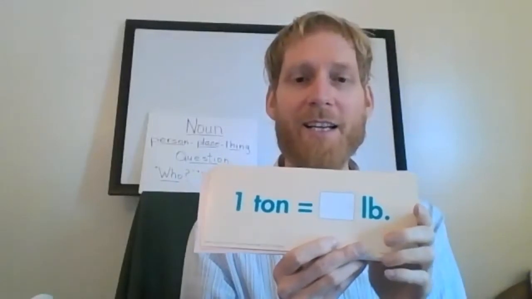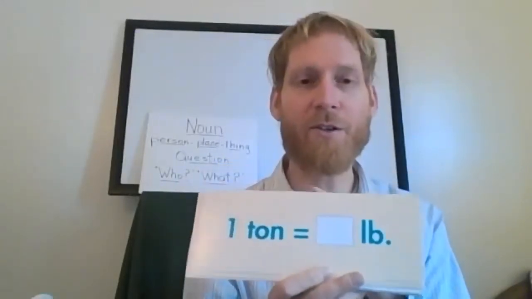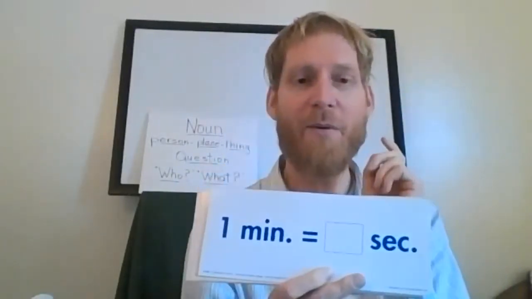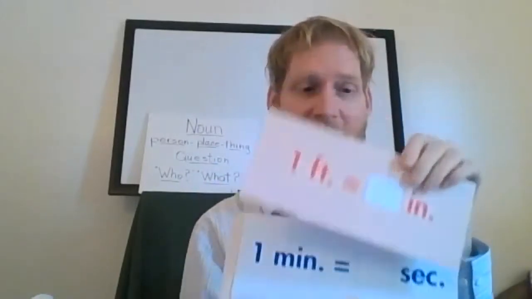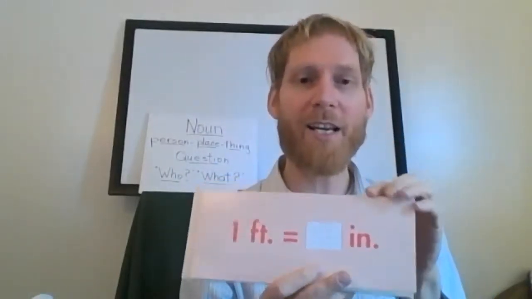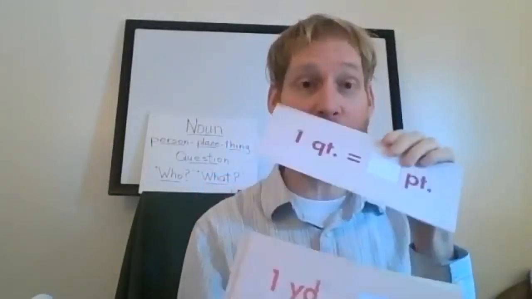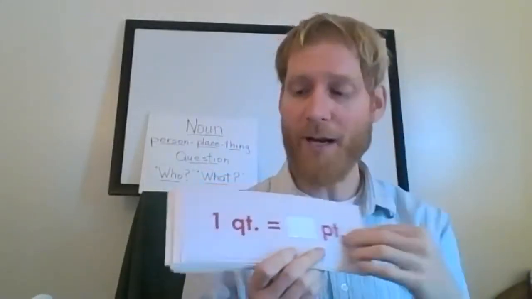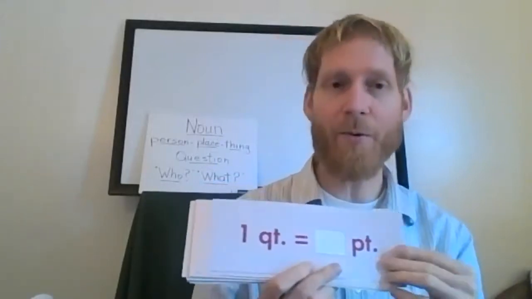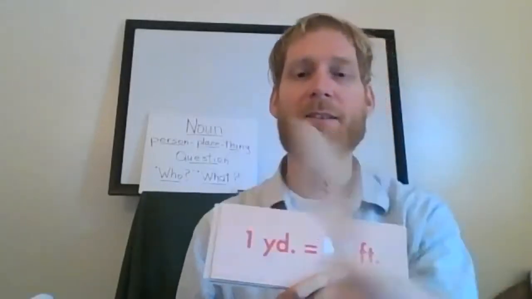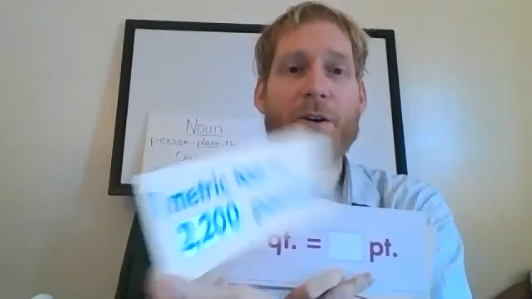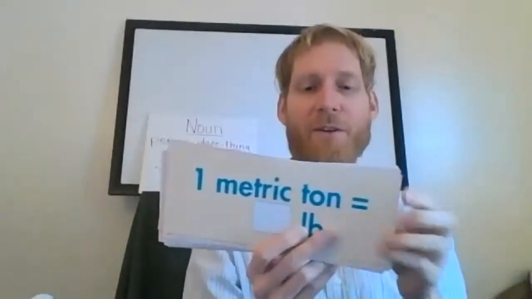1 ton equals 2,000 pounds. 1 minute equals 60 seconds. 1 foot equals 12 inches. 1 yard equals 3 feet. 1 quart equals how many pints? 2 pints. 1 metric ton, what was that one? 2,200. Who got that right? Raise your hand. Good for you.